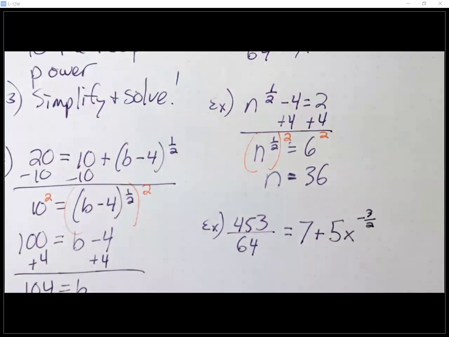Well, step 1, get whatever is being raised to the power by itself. Actually, I wouldn't even do that. If I'm trying this one, you can do that, but I would clear the fraction first, just to make my life a little bit easier. If you multiply everything by 64, it should be a little bit nicer to deal with. Bigger numbers, but so what? Less fractions.